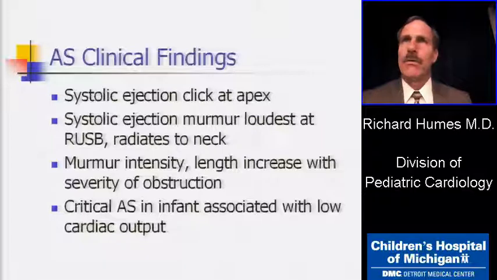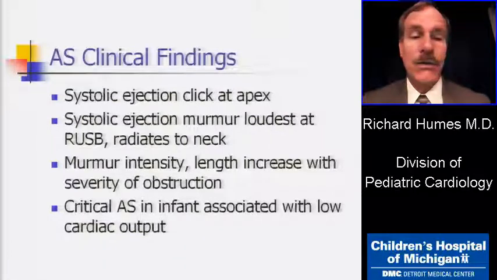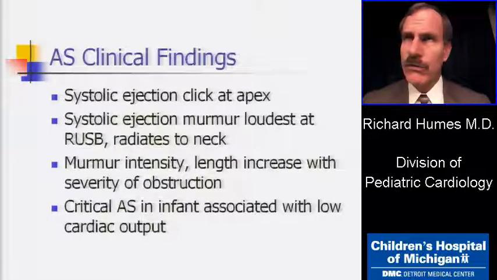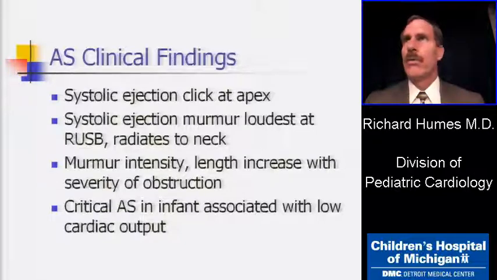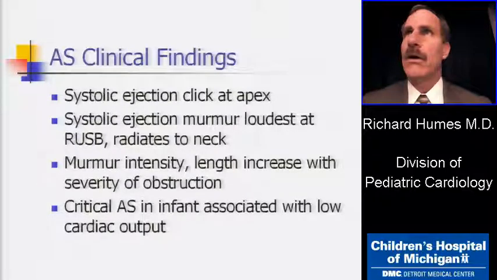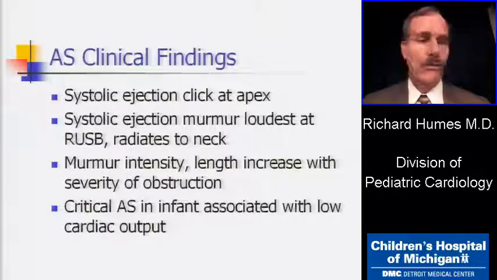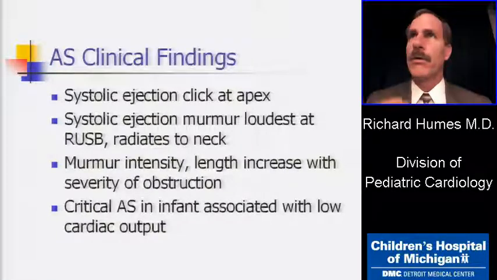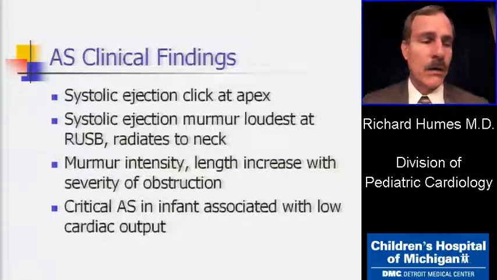Aortic stenosis will usually present as a heart murmur. And so one needs to know the murmur of aortic stenosis. The murmur of aortic stenosis is a systolic ejection murmur which is loudest at the upper right sternal border, and it will radiate to the neck, because the sound is going up the carotids as the flow goes out the aorta.